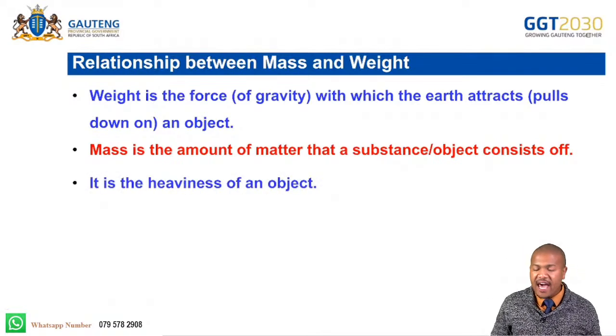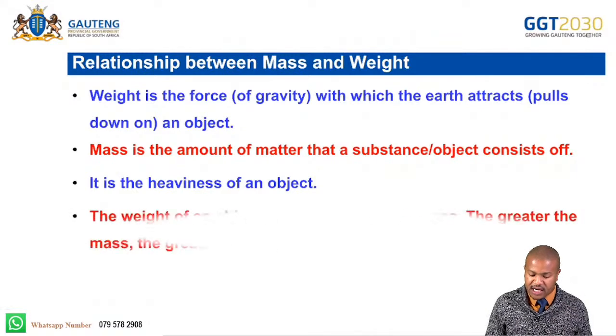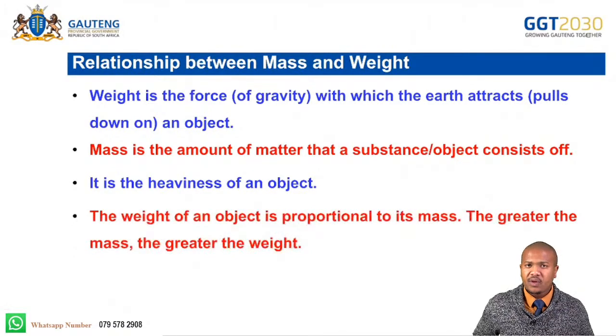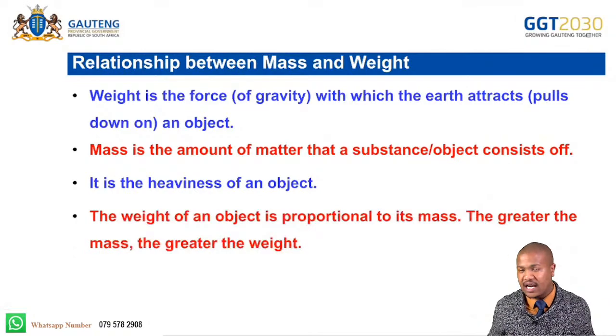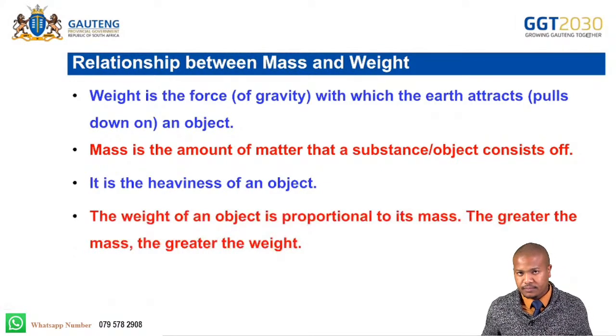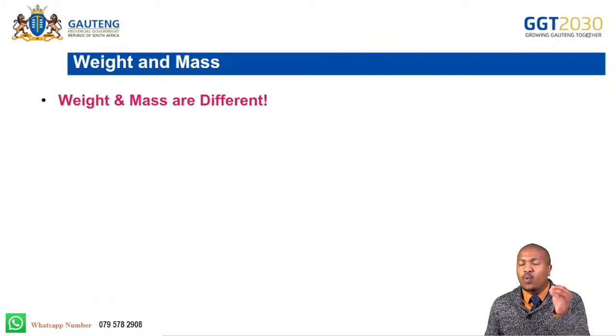So now, it is the heaviness of an object. Now we're talking about the mass of an object, the amount of matter which makes up an object, right? It is the heaviness of an object. So the relationship between mass and weight is proportional, right? The weight of an object is proportional to its mass, meaning the greater the mass, the greater the weight of an object on Earth or on the moon. Are we together?